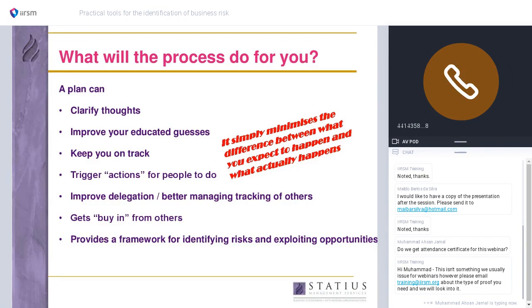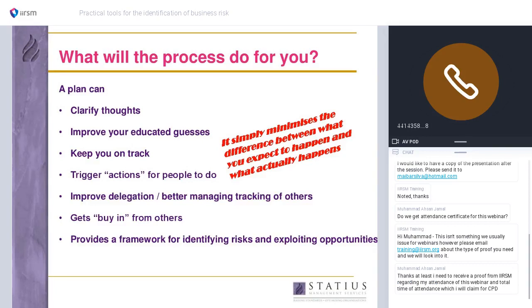As a result, a key component of the process is improved delegation and the tracking of actions. Additionally, the plan creates a yardstick against which you can measure yourself and others, which in itself creates better buy-in. All in all, it's a pretty solid framework for identifying risk and exploiting opportunities. It simply minimises the difference between what we expect to happen and what actually happens.